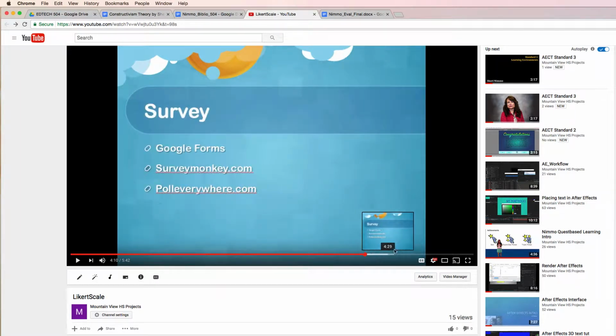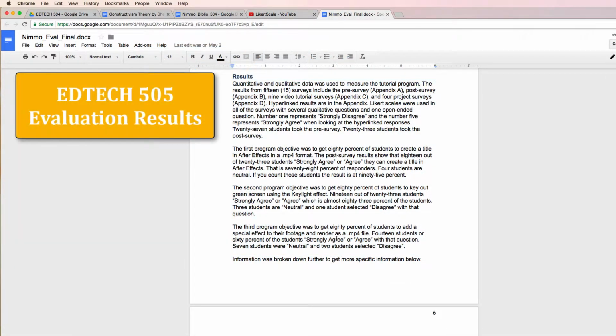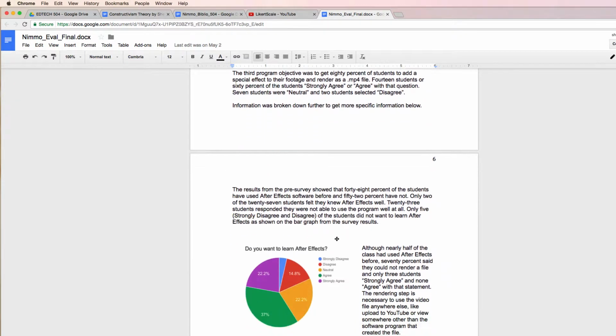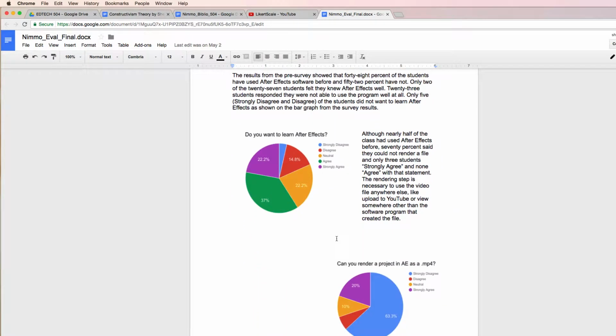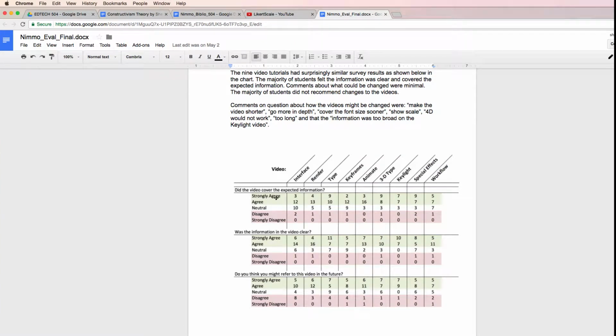So that led me into my evaluation using the quantitative and qualitative data that I gathered using the Likert scale. I created 15 different surveys. First of all, I started with the pre-survey to talk about whether or not students were interested in the project. I highlighted the areas in light green to show the agree and in light red to show disagree, and what the different questions were.